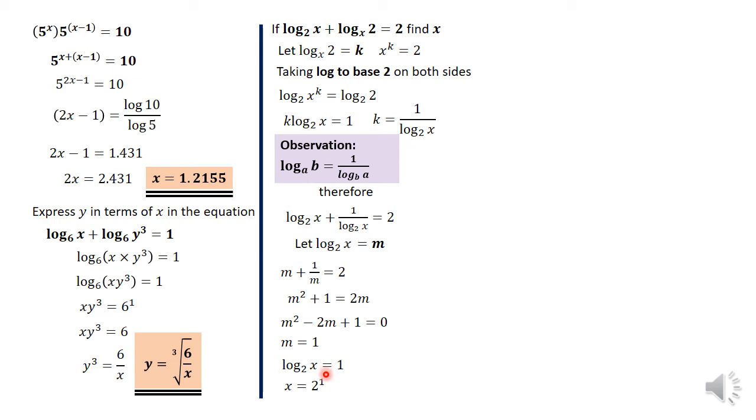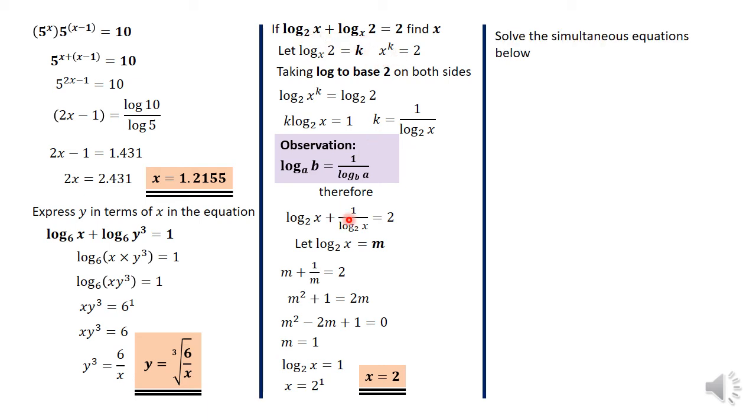Now, the value of x, we're going to put 2 raised to power 1 is equal to x, and therefore x is 2. And that is simply the answer that we desired. And if you replace here, you're going to get the answer is the same, because log of 2 to base 2 is 1, 1 plus 1 is 2, and therefore that's actually true. Moving on, we have a question there.